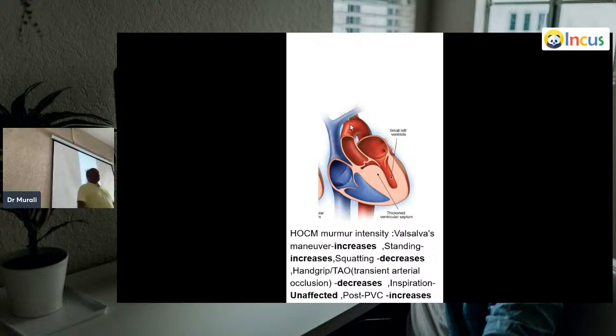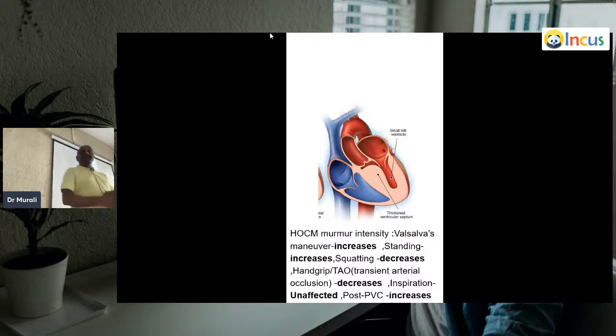Now, let's talk about hypertrophic obstructive cardiomyopathy. What is the problem here? There is a hypertrophic interventricular septum. From the left atrium to the left ventricle, blood came. From the left ventricle, it should go into the aorta. And this mitral valve leaflet is coming and touching the interventricular septum when it is undergoing systole.